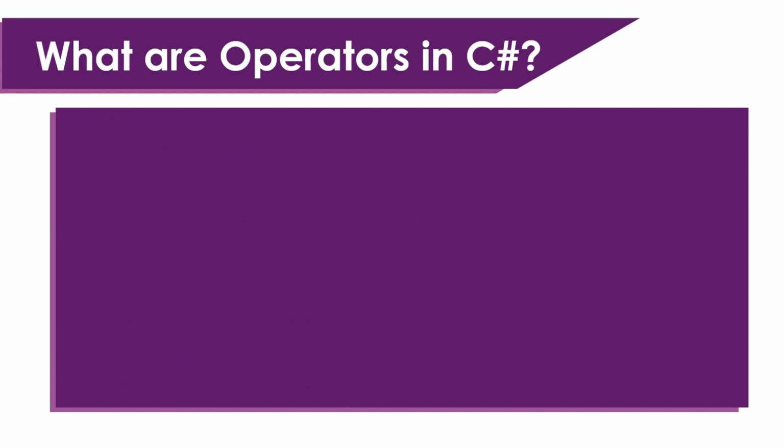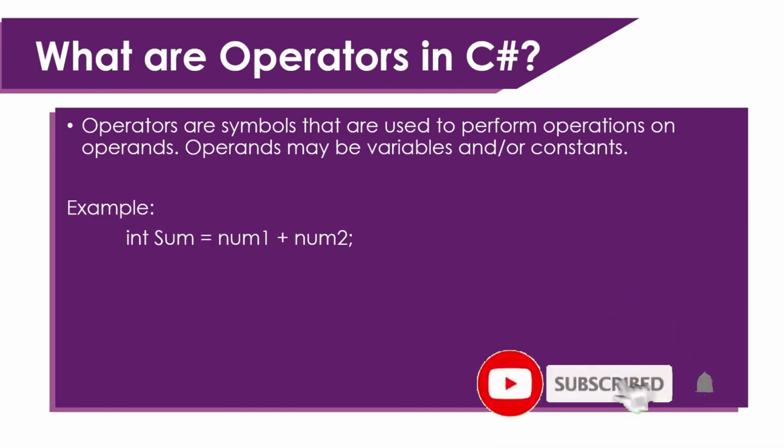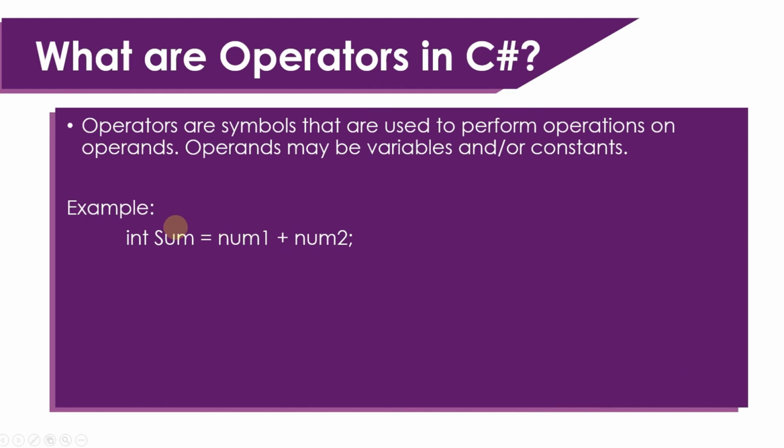So let's start. First, what are operators in C#? Operators are symbols that are used to perform operations on operands. Operands naman guys, ito naman yung sinasabi nating variables or constants dun sa program natin. For example, meron tayong int sum = num1 + num2. Yung operator natin dun guys is yung plus tsaka yung equal. Mamaya malalaman natin kung saang group sila kabilang. Yung operand naman natin dun guys is yung num1 tsaka yung num2. So, sabi nga dun sa operand, pwedeng variable, pwede ding constant.